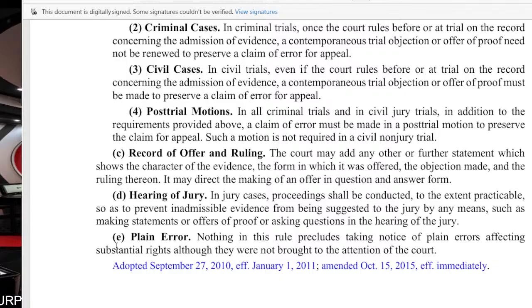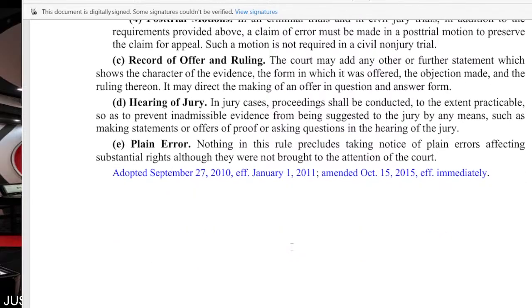D. Hearing of jury. In jury cases, proceedings shall be conducted to the extent practicable so as to prevent inadmissible evidence from being suggested to the jury by any means, such as making statements or offers of proof or asking questions in the hearing of the jury. E. Plain error. Nothing in this rule precludes taking notice of plain errors affecting substantial rights, although they are not brought to the attention of the court. Yeah, that's a good one.